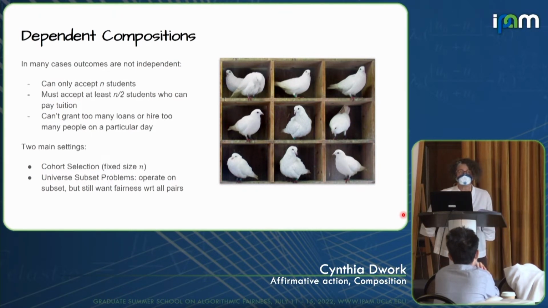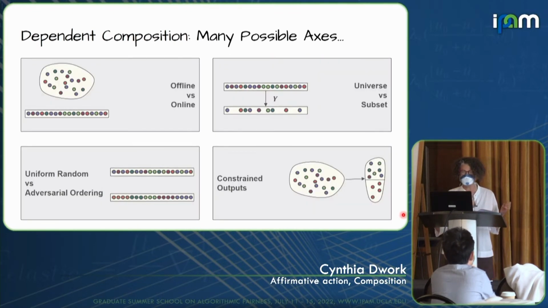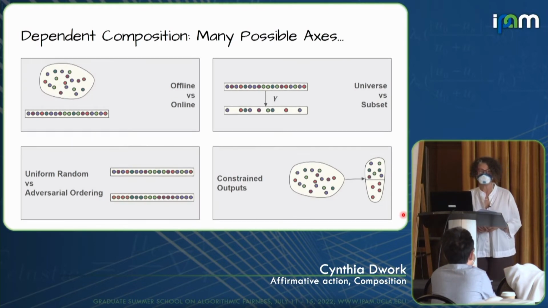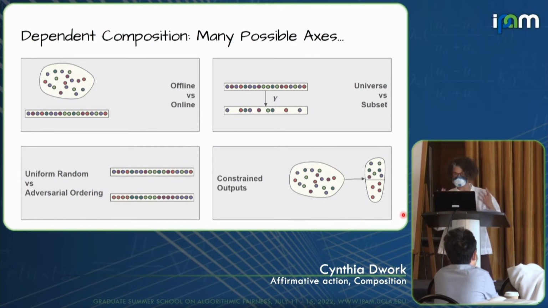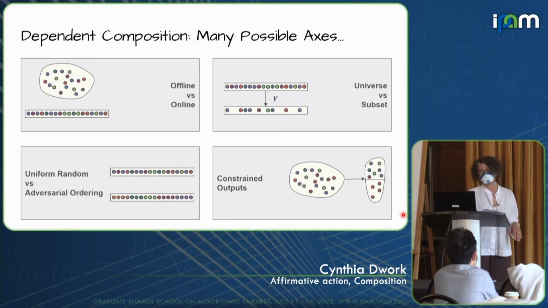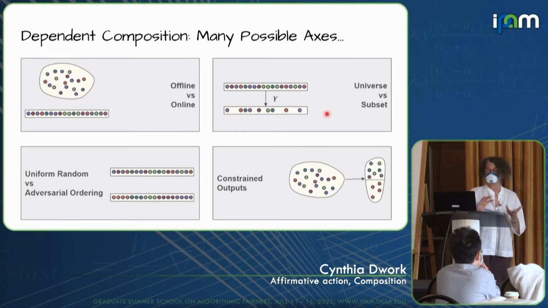The other is the cohort selection, where you're trying to accept a set of a certain size, and now you have size limits. Okay. So, in fact, there are a lot of different axes. For example, you might be deciding whom to interview, or what set of people to interview, or what set of people to hire for a team. You might be doing this in an online fashion, or in a batch fashion. We've already discussed whether you're operating on the universe as a whole or on a subset of the universe. And then there are differences.